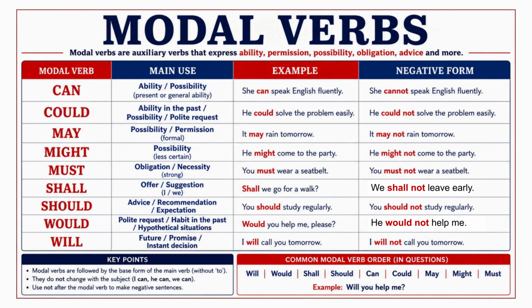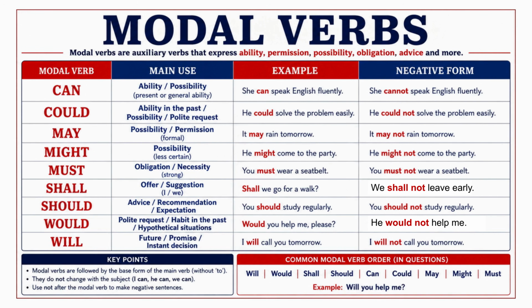The third modal verb is may. May is used for possibility and permission, especially in formal English. For example, it may rain tomorrow. May I come in? She may join us later. We may travel next week. He may call tonight. They may arrive early. You may sit here. I may buy a new phone. She may know the answer. We may visit the museum.